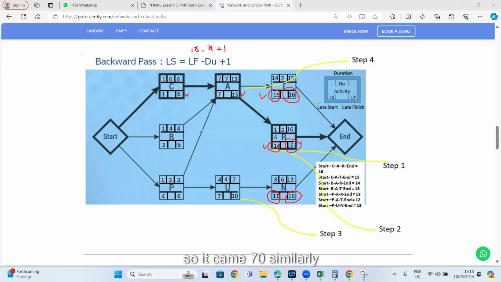So it came to 7. Similarly, if we go further backward, activity C has one and only one successor. So we will choose 6 as the late finish because 7 is the late start of that activity. 6 will come here, and 6 minus 6 is 0, plus 1 is 1. And for this other activity, we have the same situation. 6 will come here, since B is also dependent on this one, and 6 minus 4 is 2, plus 1 is 3. So this is the way we calculated our backward pass. Any question?